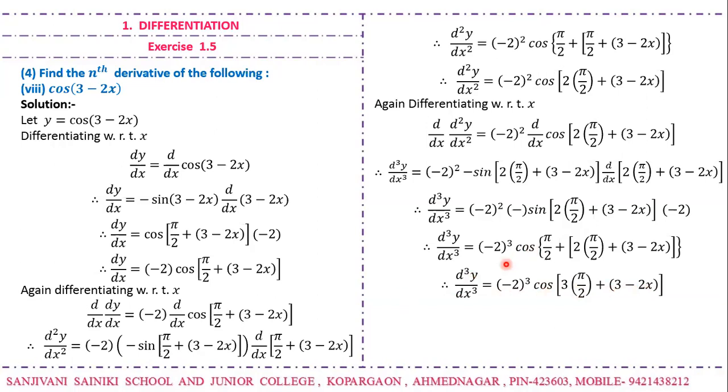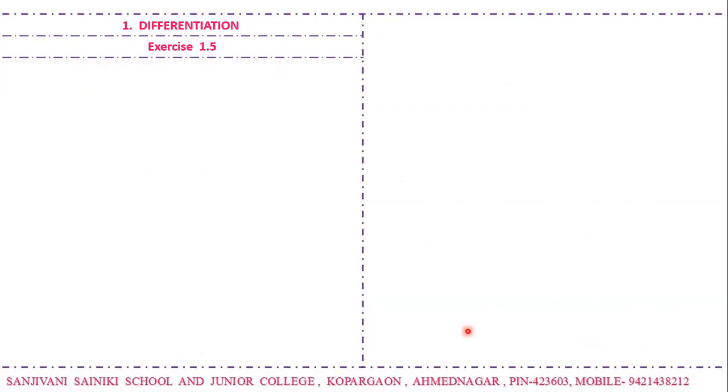So if we look at this third order derivative, we can generalize this concept to find the nth order derivative. So d^n y by dx^n is minus 2 raised to n into cos of n times pi by 2 plus 3 minus 2x. This is the nth order derivative of the given function.